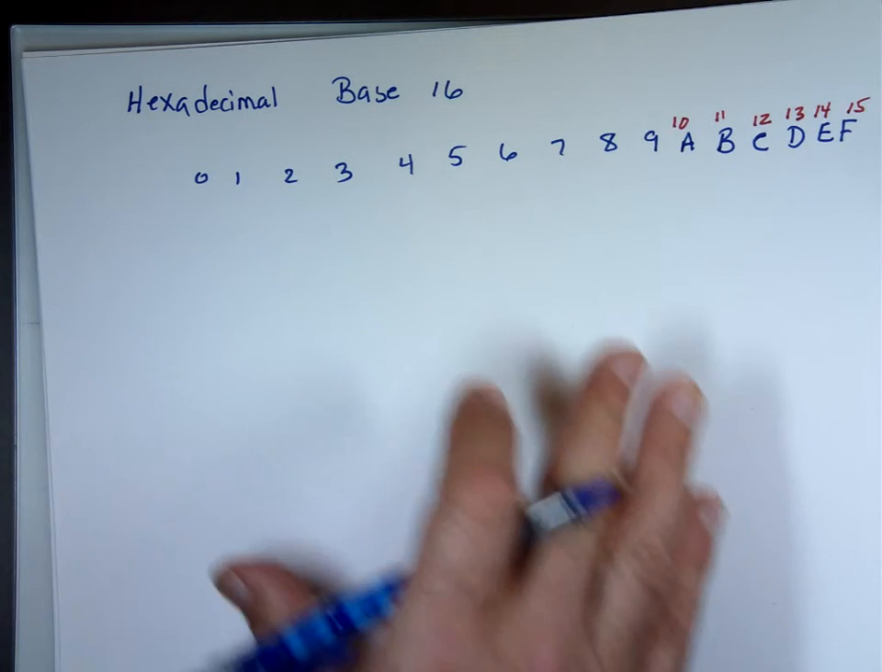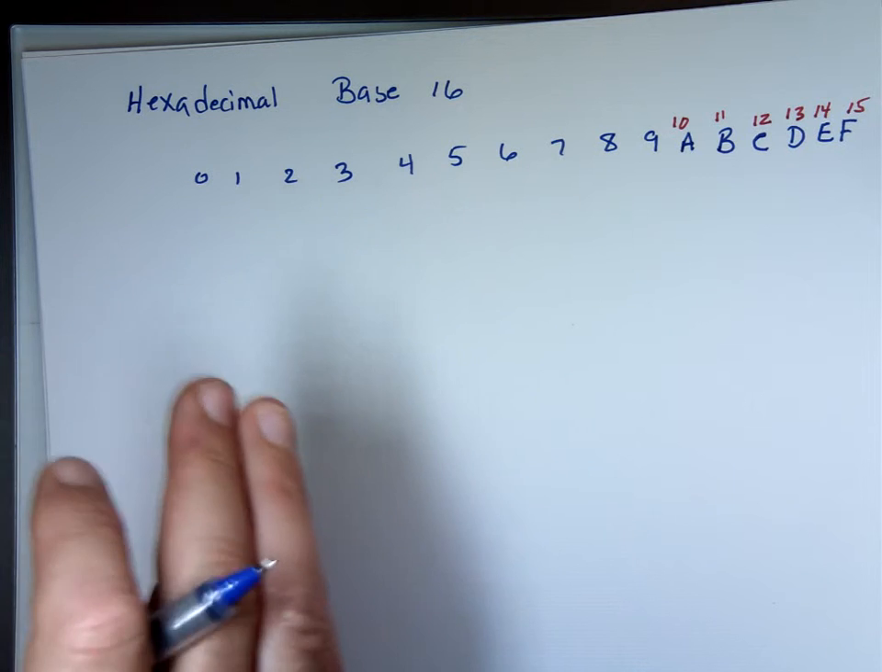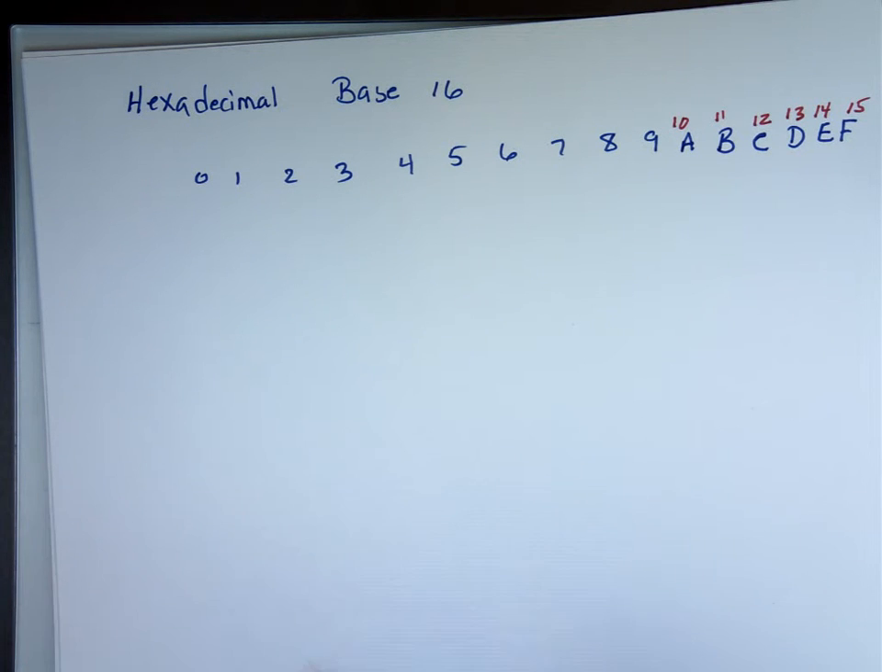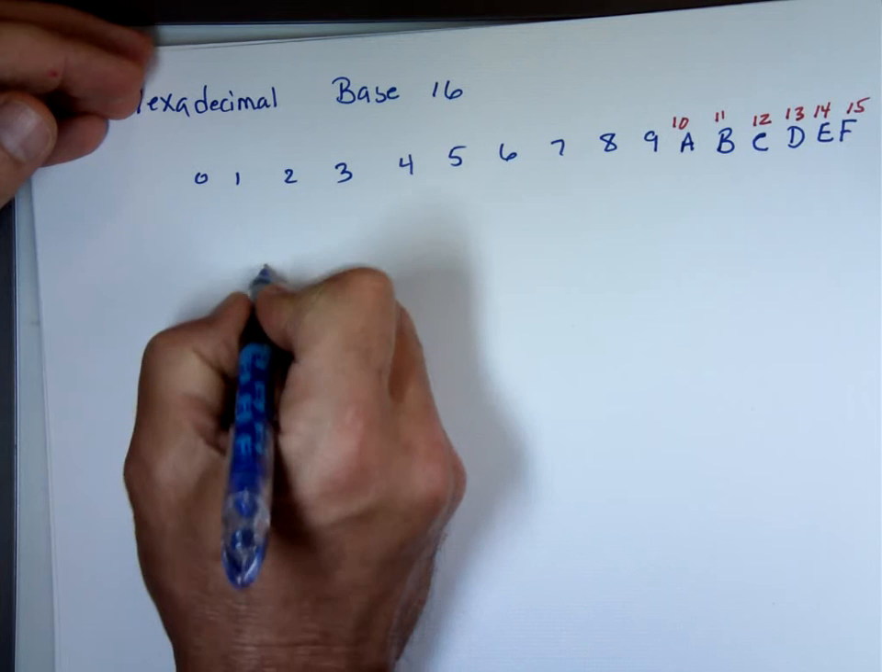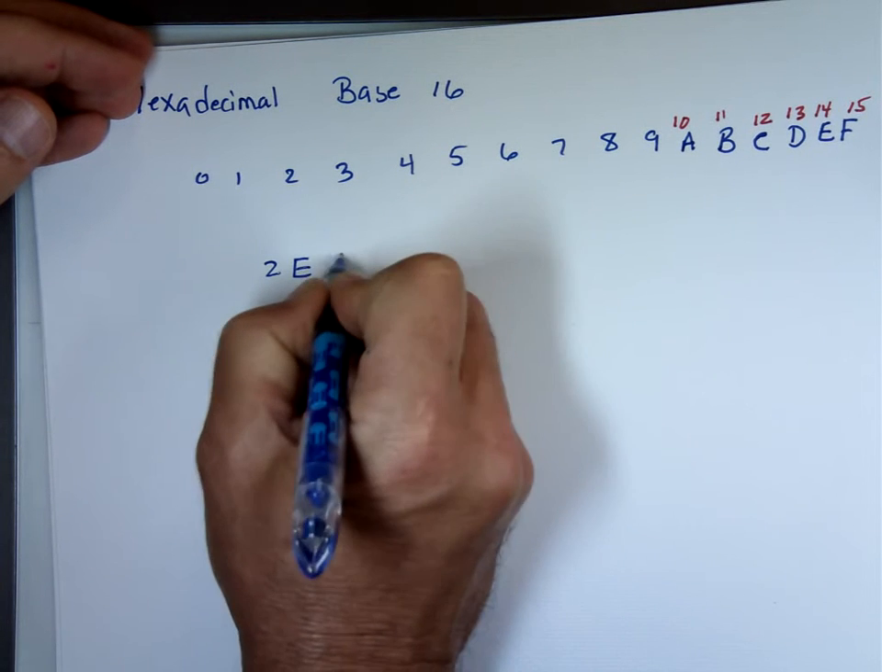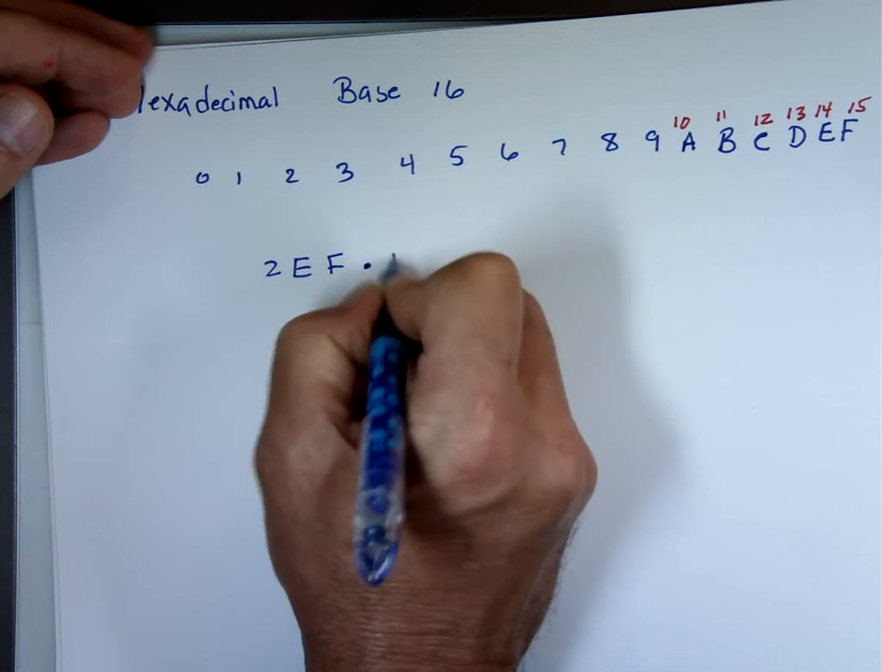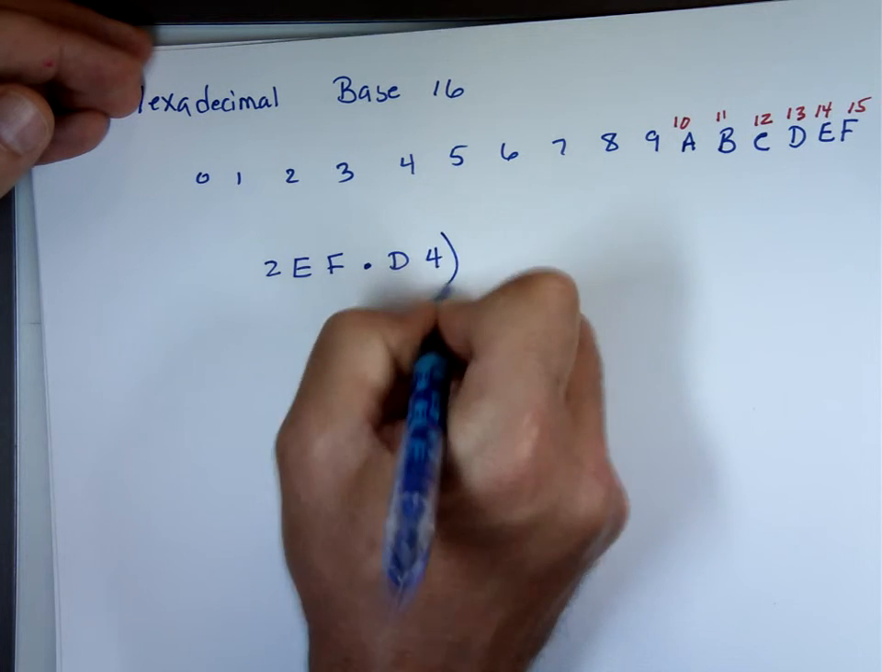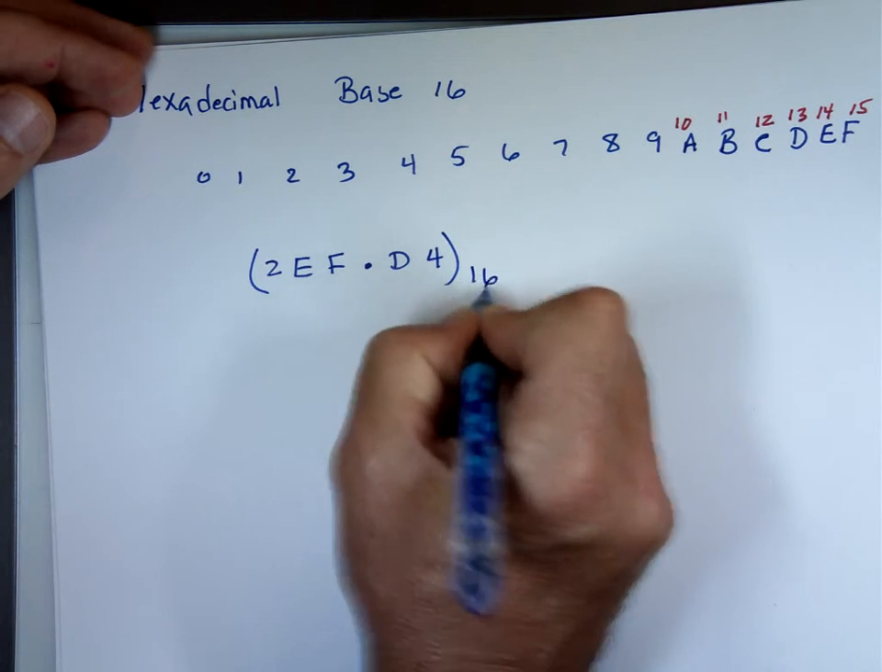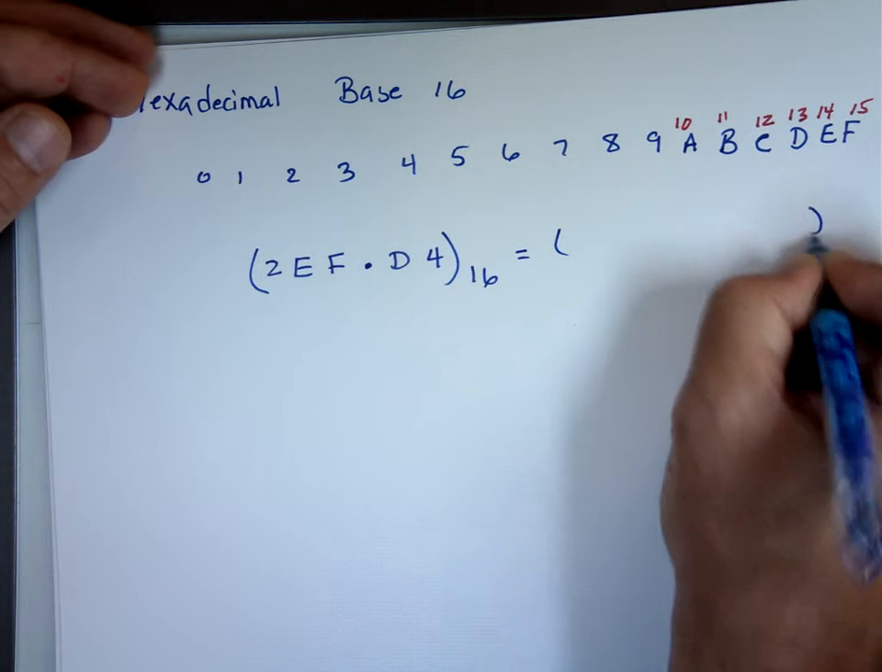So if I give you a number in base 16 that says 2EF.D4, can you tell me what the decimal value is? Again, that's base 16, and I need to know what that number is in base 10. What is it equal to?